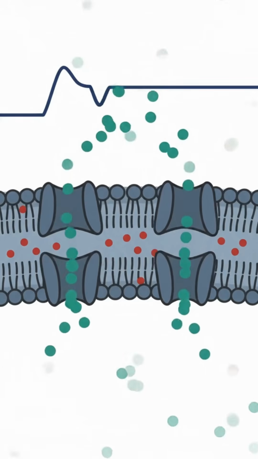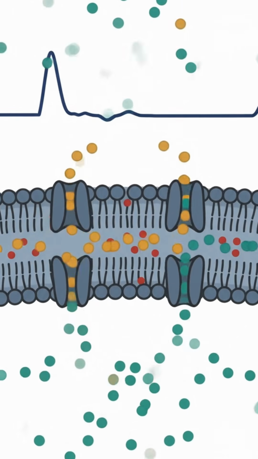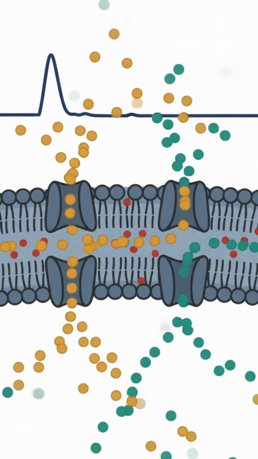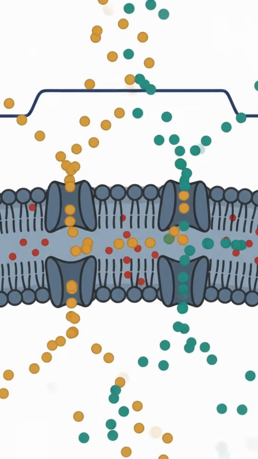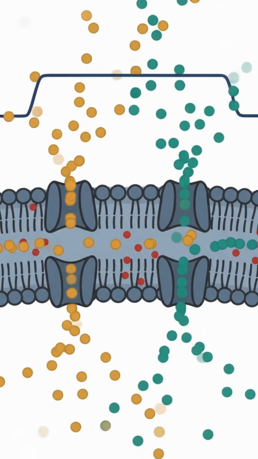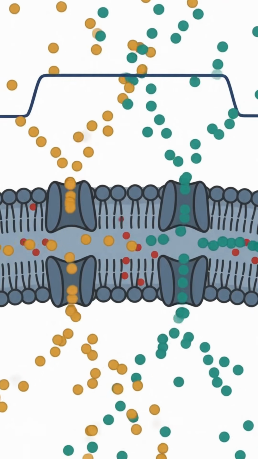Right after the upstroke, a quick outward potassium current creates a small notch, phase 1. Then calcium starts flowing in through separate channels, balanced by potassium flowing out. That balance holds the voltage flat. This plateau is phase 2, and it's what gives cardiac muscle its long contraction.